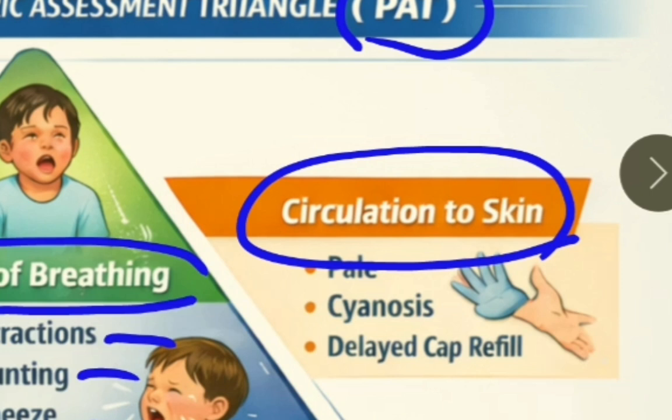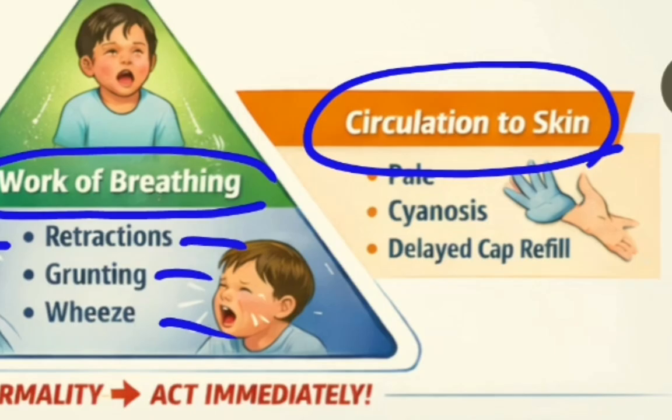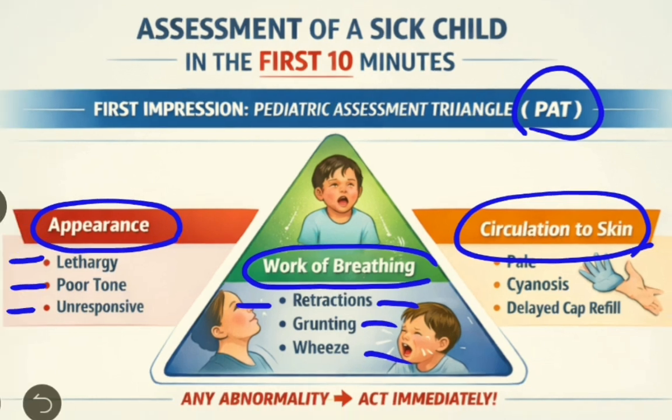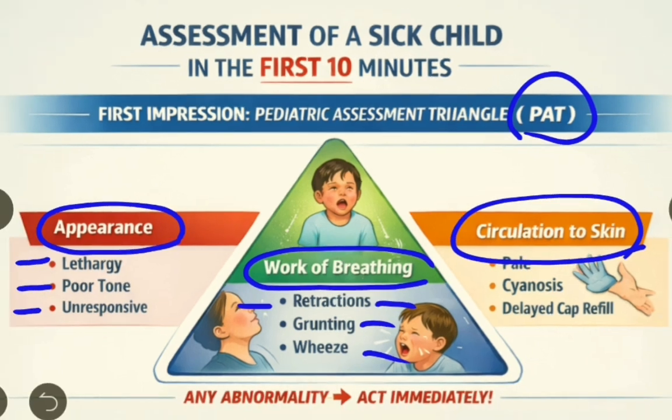Circulation to skin. Check skin color, capillary refill time, and temperature of extremities. Pallor, cyanosis, delayed refill time, or cold extremities are red flags that indicate poor perfusion. If any part of the triangle is abnormal, the child is sick and needs immediate action.